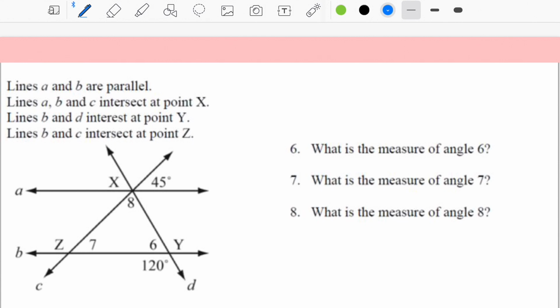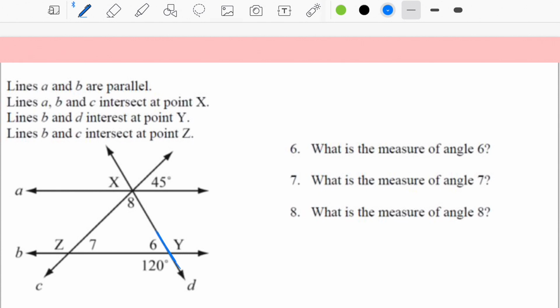Lines A and B are parallel. That's going to be important. Lines A, B, and C intersect at point X. Lines B and D intersect at point Y. Lines B and C intersect at point Z. And then we're given this diagram. We want to know the measure of angle 6.